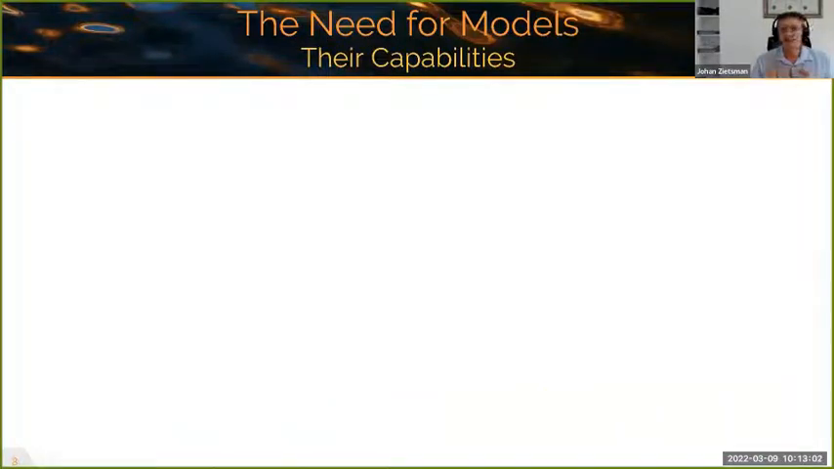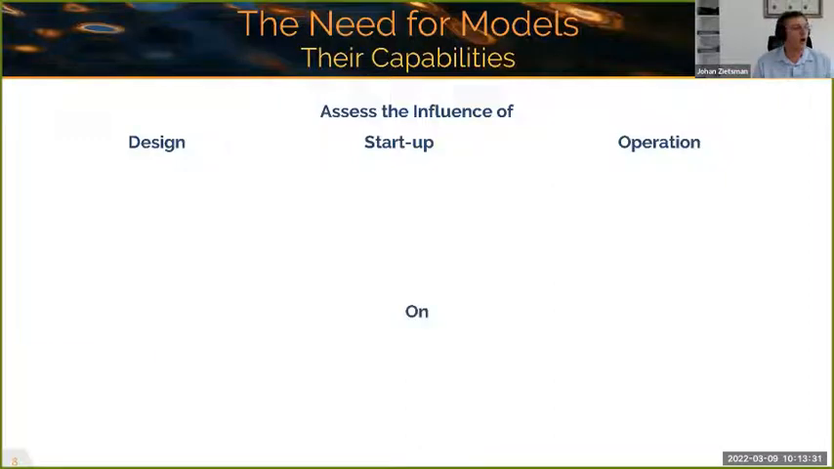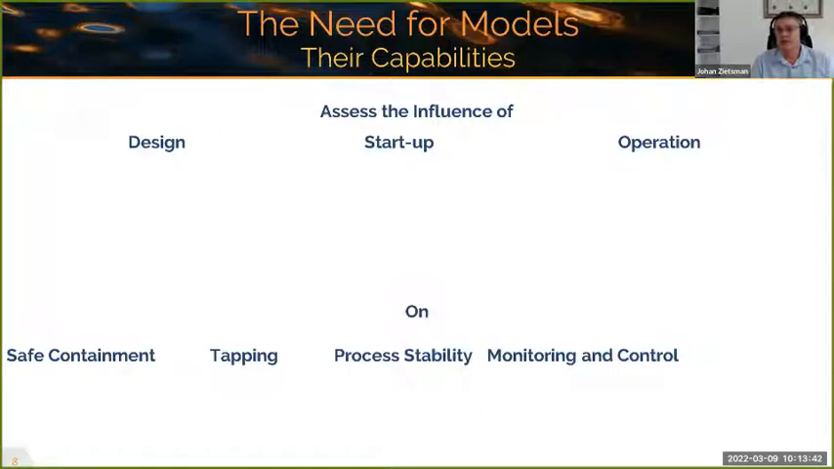Now, what do we need these models to do for us? When we design new processes or develop new process technologies, or when we assess the performance of an existing operation, it would be good if we are able to assess the influence of design decisions, startup plans or startup philosophies, and operating philosophies on things like: are we going to be able to safely contain? Will we be able to tap reliably? Is the process going to be stable? Will we be able to monitor the important process parameters, and control it? And what is the efficiency going to look like? So if models can help us with all of these things, then of course we would gain a lot of advantage from it.